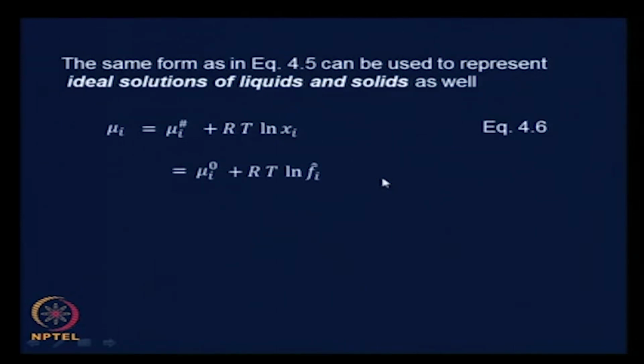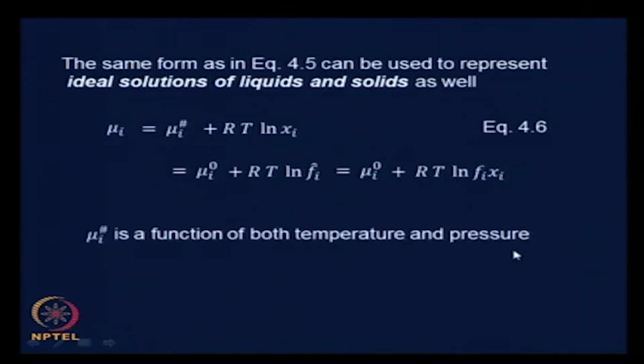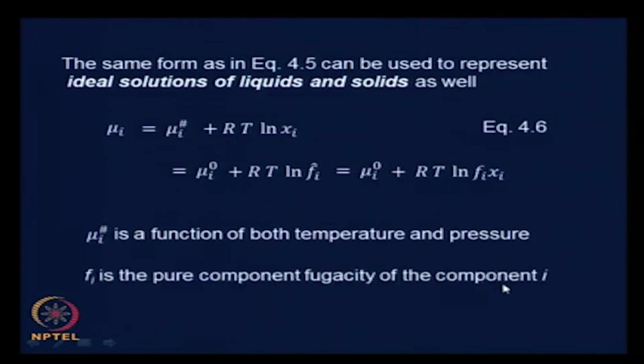which can be written as mu_i naught plus RT ln f_i hat, which is equal to mu_i naught plus RT ln f_i x_i. This expresses f_i hat as f_i x_i, and of course mu_i hash was a function of both the temperature and the pressure, and f_i is the pure component fugacity of the component i.